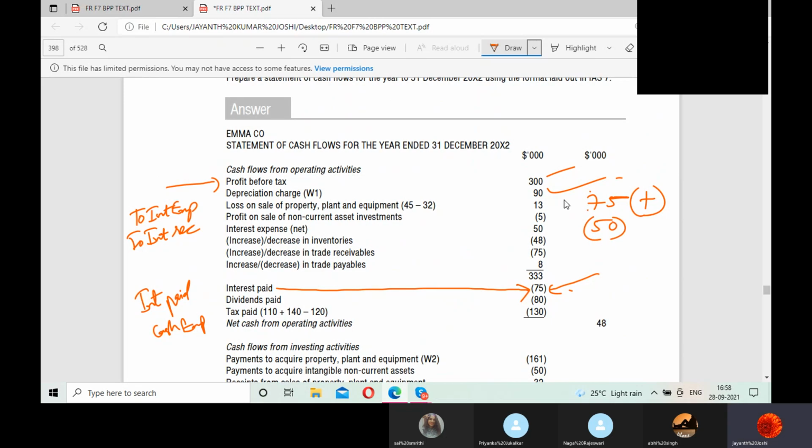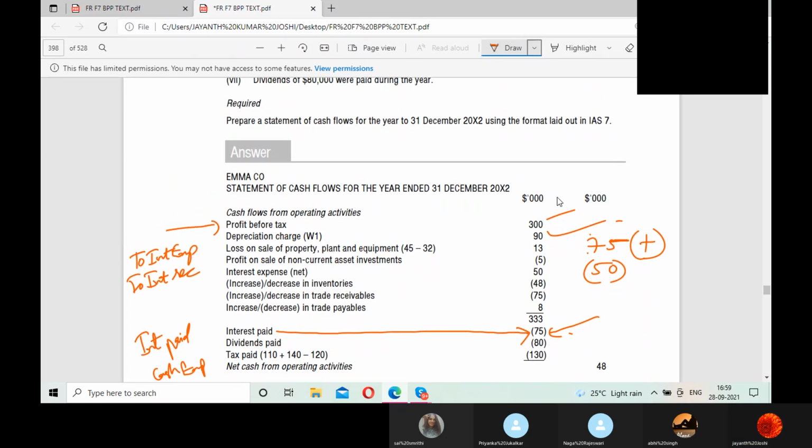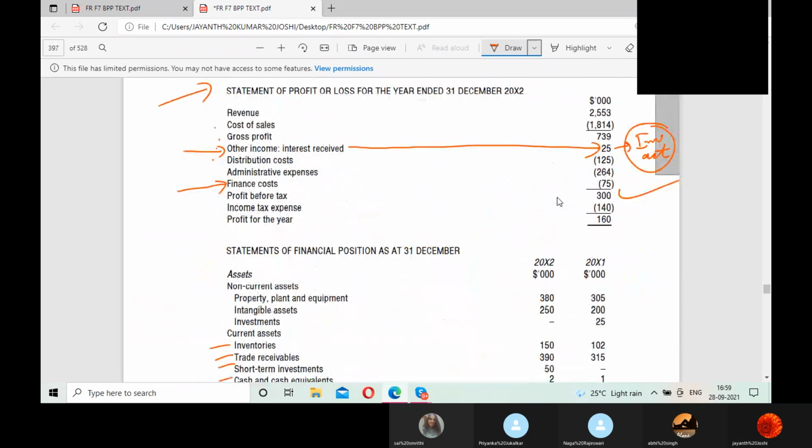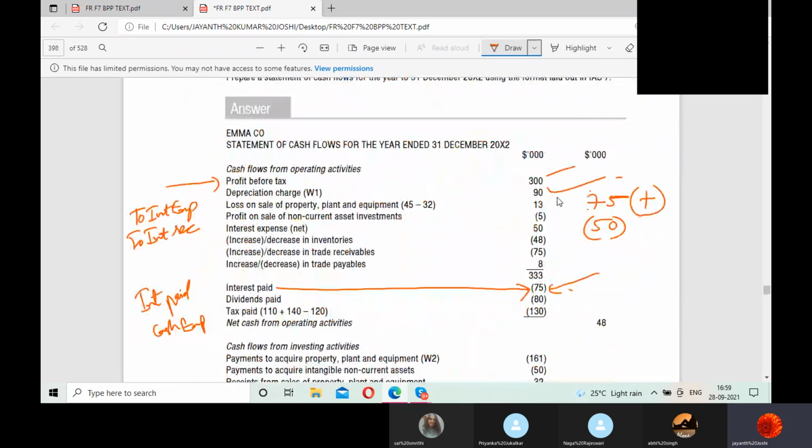So 75. How much is the value of interest received? 25 or what? Okay, sorry, it's 25. So what is the net balance here you have? Correct or wrong?